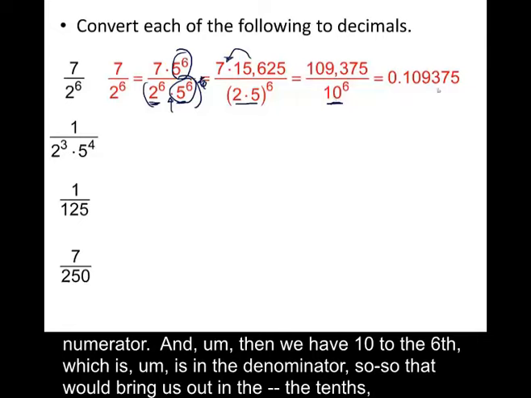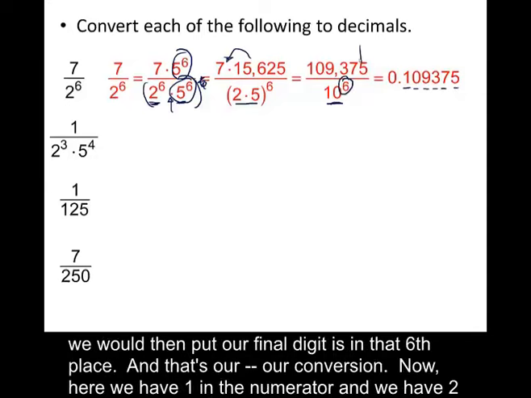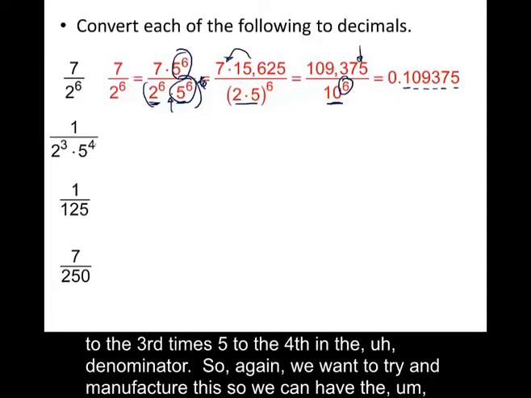So that would bring us out into the tenths, hundredths, thousandths, ten thousandths, hundred thousandths, millionths place, 1, 2, 3, 4, 5, 6 places, and that's where we would put our final digit, in that 6th place, and that's our conversion. Now here we have 1 in the numerator, and we have 2 to the third times 5 to the fourth in the denominator.